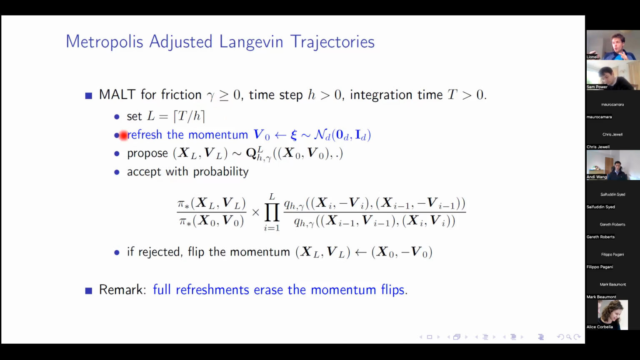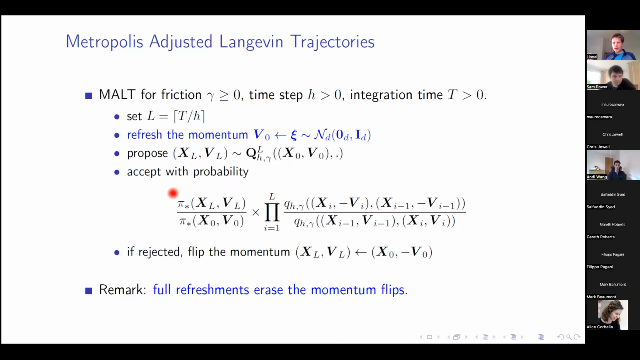So how does it work? Well, at each iteration, just as for HMC, we start from a fresh Gaussian noise for the velocity. And conditionally on this noise and on the current position, we will propose a numerical Langevin trajectory from this Markov kernel composed L times. Right? So, as I said, when gamma is equal to 0, this is just the leapfrog integrator. It boils down to HMC. And in that case, the acceptance probability is just the left-hand side of this formula.